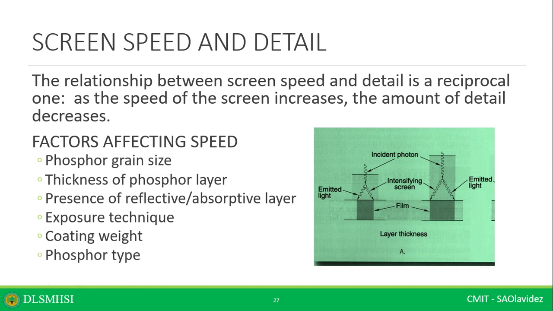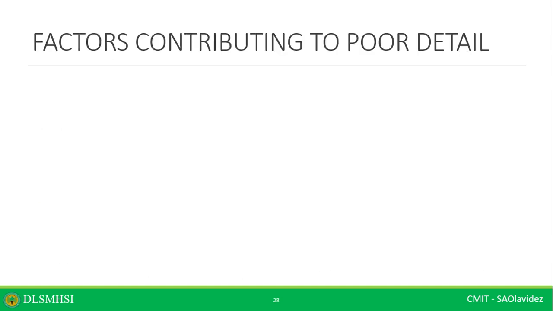Now, another factor is the phosphor type. Rare earth has higher speed than calcium tungstate, as we have already discussed in screen speed, but that doesn't mean that rare earth will produce a poor detail. In fact, the gadolinium oxysulfide intensifying screen still produces a more detailed image than the calcium tungstate. The introduction of intensifying screen has resulted in poor detail images.